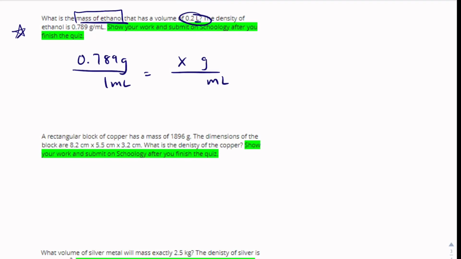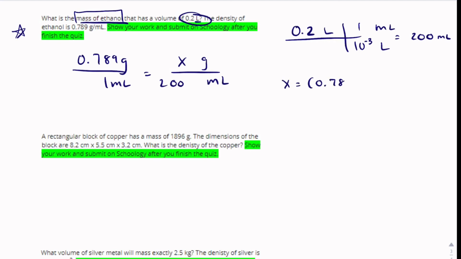We need milliliters. So what we'll do is just off to the side, we'll take 0.2 liters and go from liters to milliliters. And when I math this out, I get 200 milliliters. I'm going to cross multiply now, so I get x equals 0.789 times 200. The sig figs on this one is a little bit weird.